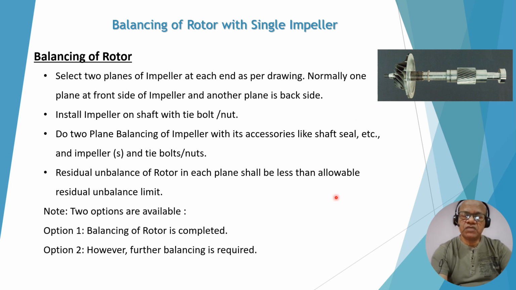Now once it is done, we have two options. Option 1: balancing of the rotor is completed. Some manufacturers say it is over, it is done. They don't want to do any correction on the shaft after this balancing. But option 2: we can further do the balancing considering a further plane, or the other planes farther away from this impeller.